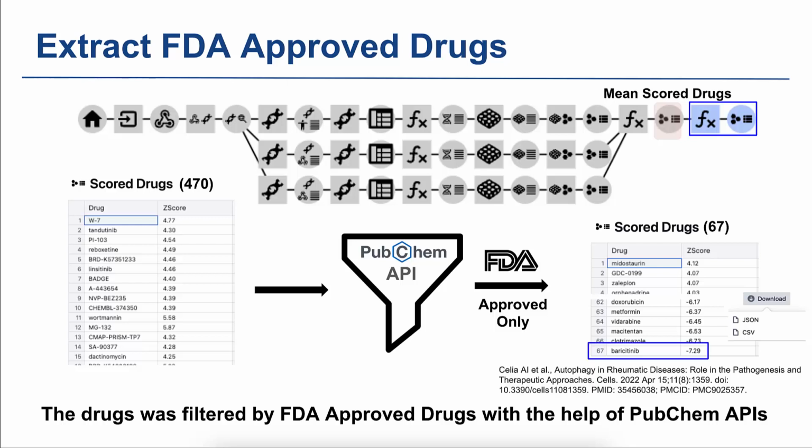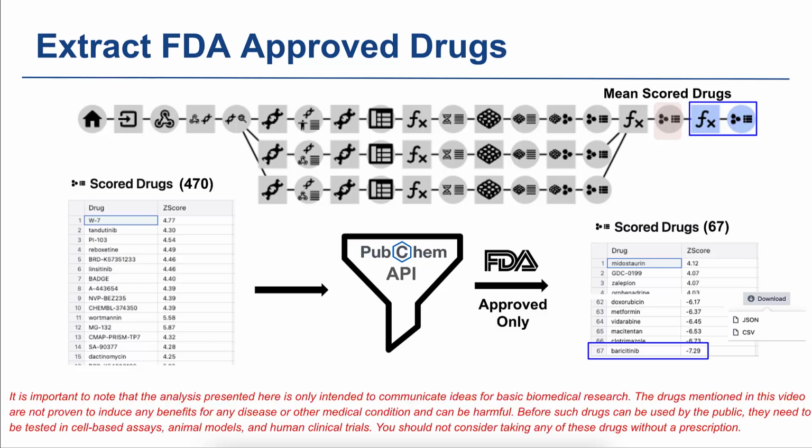Baricitinib has been returned with the largest negative Z-score value, and there was a study by Celia et al. in a paper published in Cells speculating that baricitinib has the additional capacity to interfere with the autophagy pathway. The authors mentioned that larger studies are needed to clarify this aspect. Again, it is important to note that the analysis presented here is only intended to communicate ideas for basic biomedical research. You should not consider taking any of these drugs without a prescription.